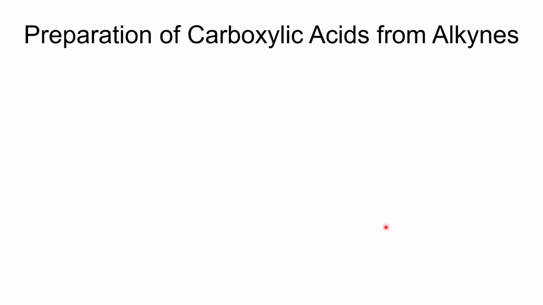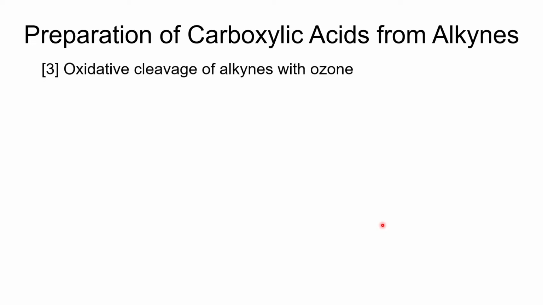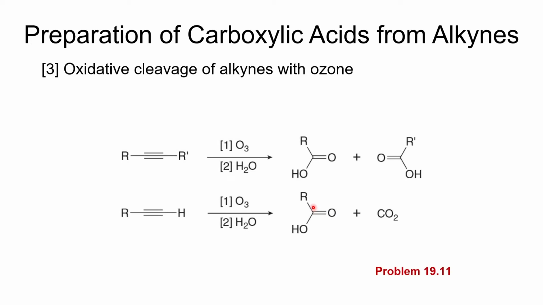You can prepare carboxylic acids from alkynes. We talked about this way back in chapter 11. If we do oxidative cleavage of an alkyne with ozone, we will get carboxylic acids. So if you have an internal alkyne, you cleave it and you'll get two carboxylic acids. If you have a terminal alkyne, this half that has the carbon on it will give you a carboxylic acid, but the other one, that terminal carbon, will give you carbon dioxide.